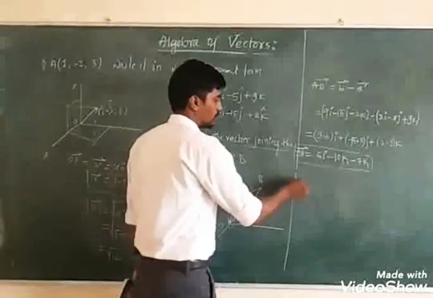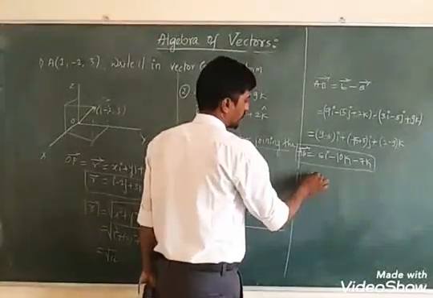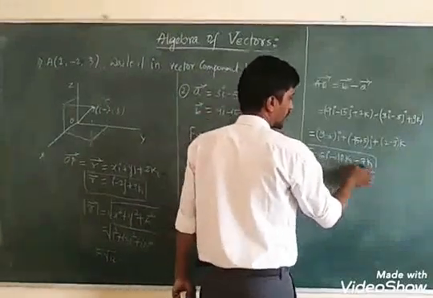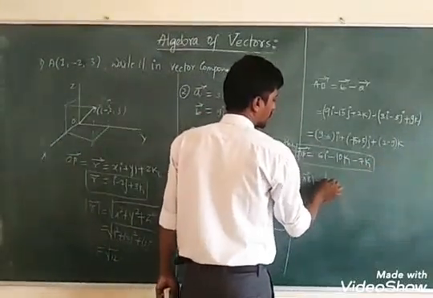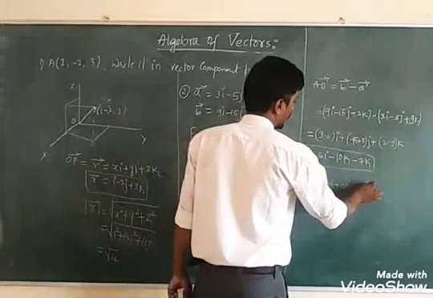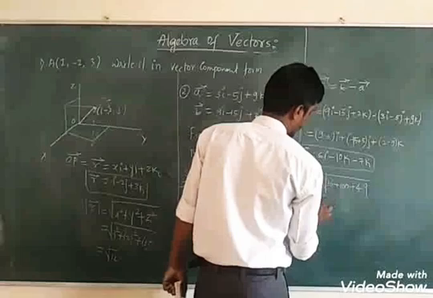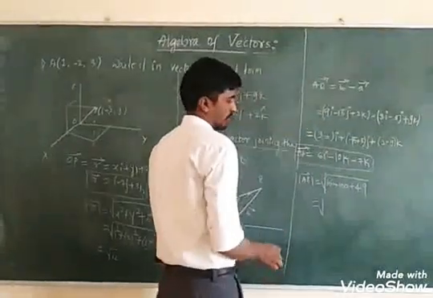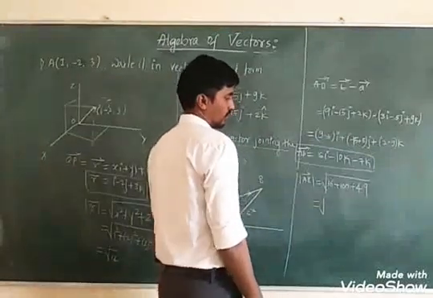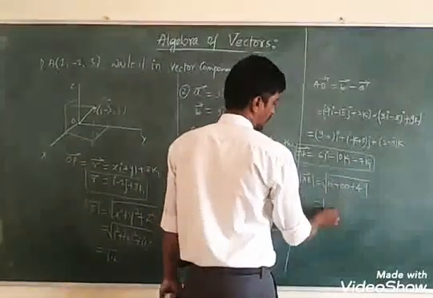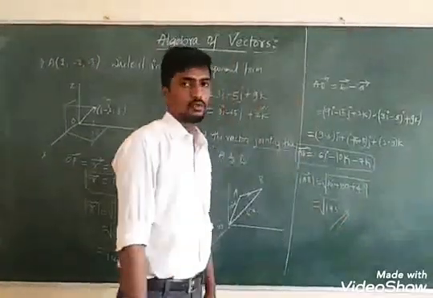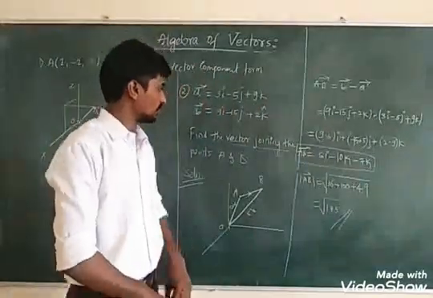What will be its magnitude? The magnitude of AB vector is the root of x square plus y square plus z square. So it is 36 plus 100 plus 49. 36 plus 49 is 85, and 85 plus 100 is 185. So this will be its magnitude. Note all these things.